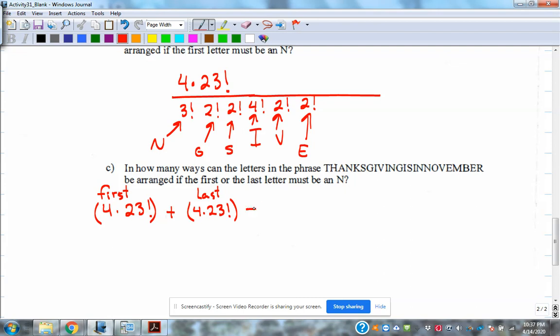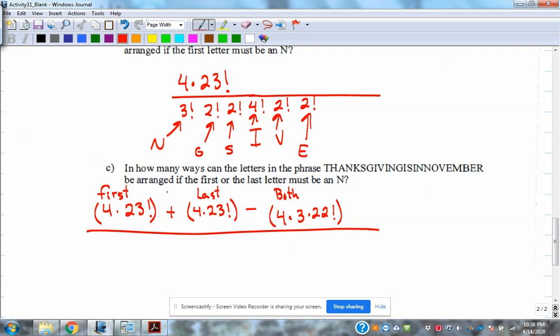And then we have to subtract away, what if it's both of them? Or includes both. So this is both. If it's on the front, there are 4 possibilities on the front. And then the last piece, there are 3 possibilities. And then there's 22 factorial left over to deal with. And then we have to divide out the repeated values.